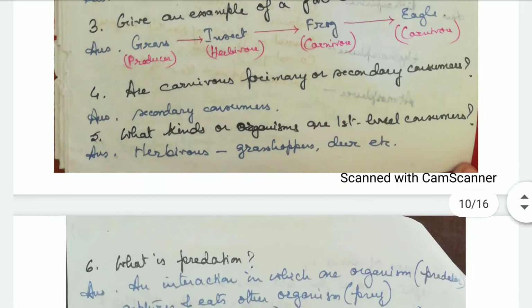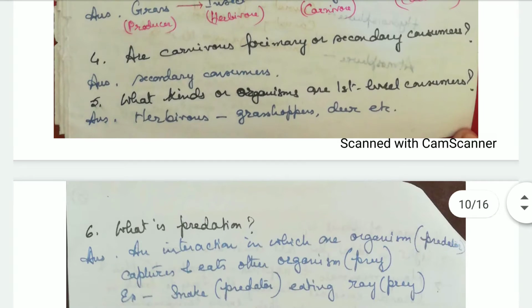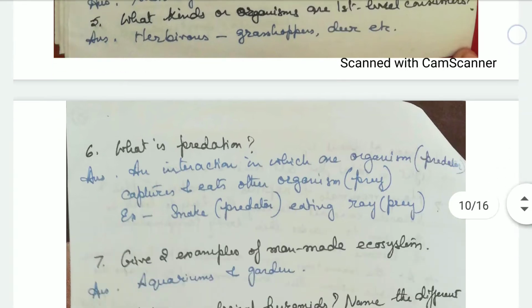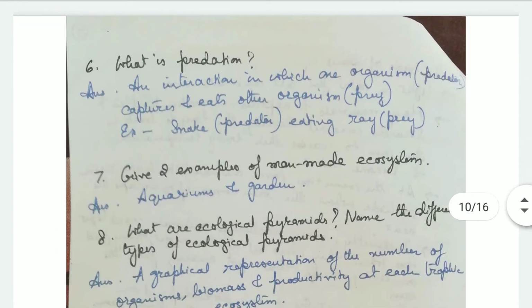Next we come to, are carnivores primary or secondary consumers? They are secondary consumers. Then what kind of organisms are first level consumers? The herbivores, for example, grasshoppers, deer, etc. What is predation? Predation is an interaction in which one organism captures and eats the other organism.